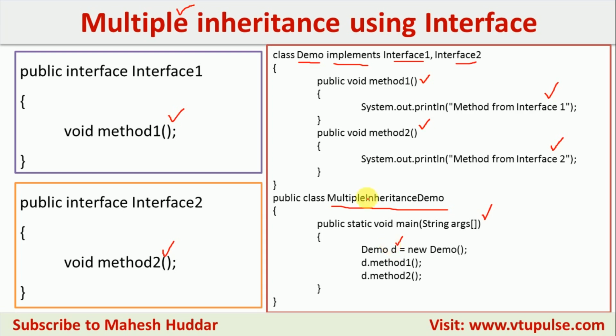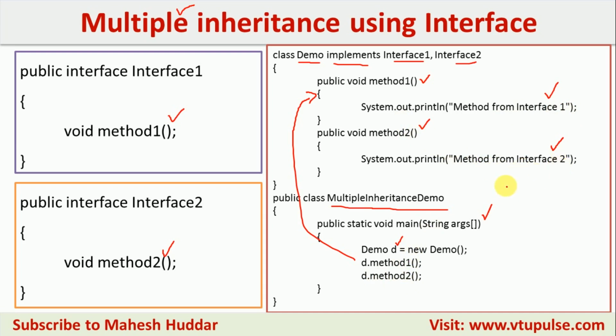Next, I need to call this particular method 1 and method 2. I can call those with the help of D dot method 1 and D dot method 2 in this case. Now D dot method 1 will call this particular method, and the output will be method from interface 1 here. Similarly I will call method 2 with the help of D dot method 2. This method 2 will display this particular message, that is method from interface 2 here.